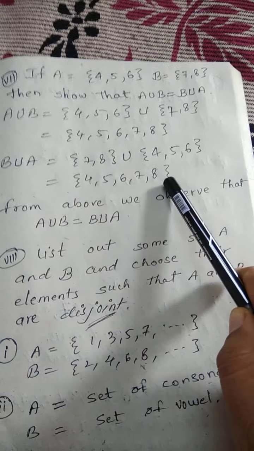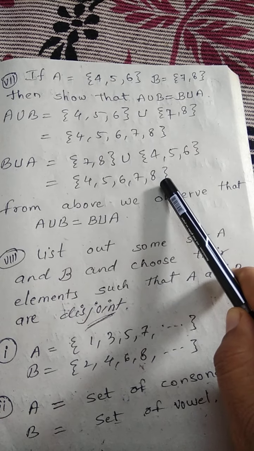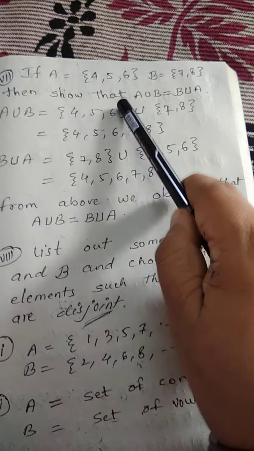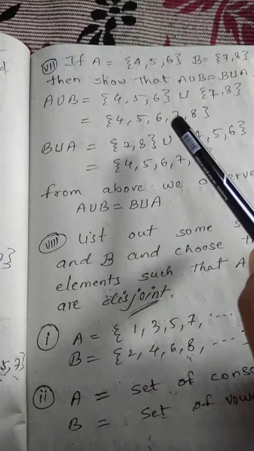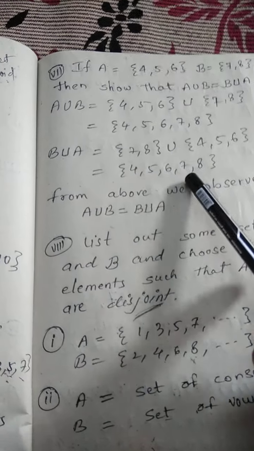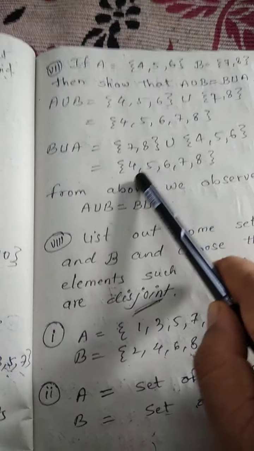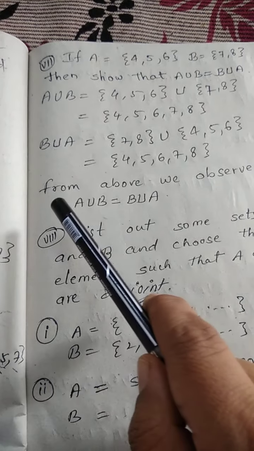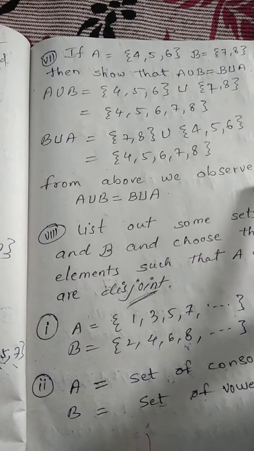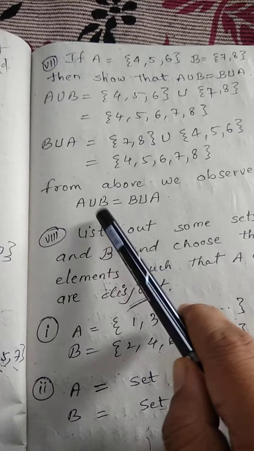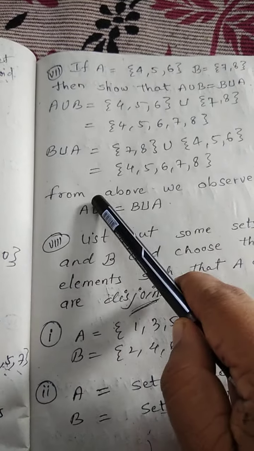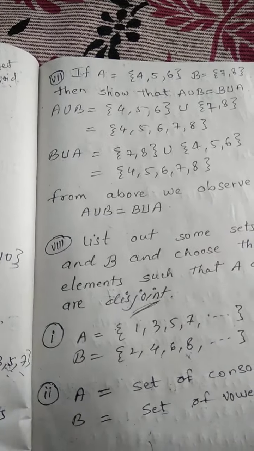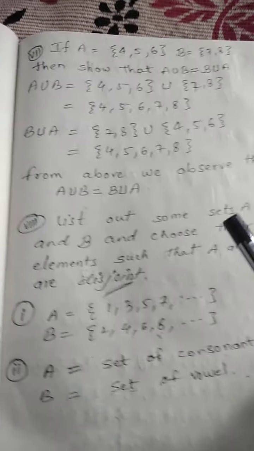Right? So what do you understand? They are saying show that A union B equals B union A. Yes, A union B and B union A, both answers are the same. See? 4, 5, 6, 7, 8. 4, 5, 6, 7, 8. So what do we observe from above? We observe that A union B is equal to B union A. Whether you write A union B or B union A, the same elements will get combined.